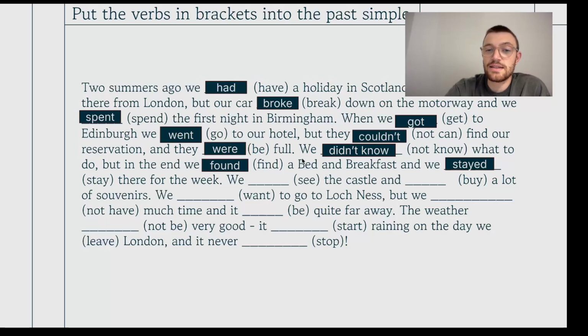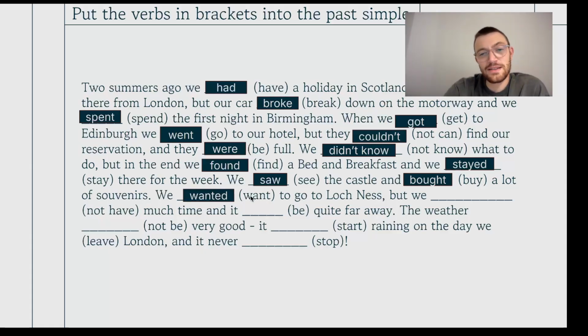We see. Now, see is irregular. We saw the castle, and buy is past tense. Is irregular as well, and it becomes bought. But in the end, we found a bed and breakfast, and we stayed there for the week. We saw the castle and bought a lot of souvenirs.